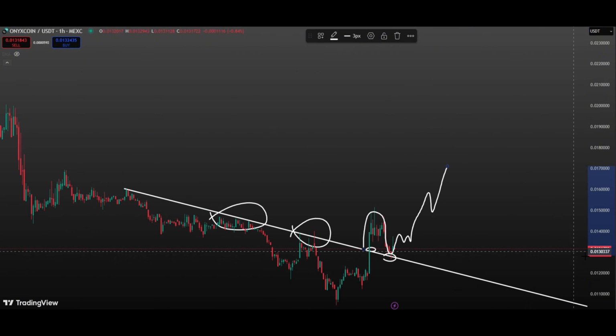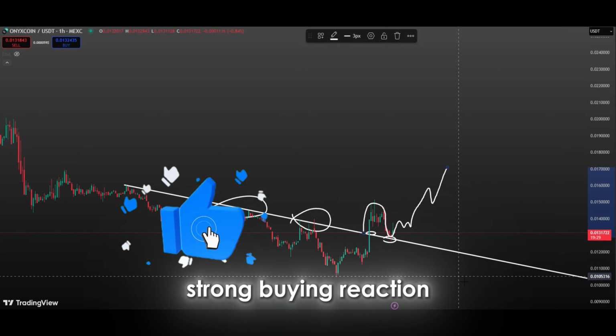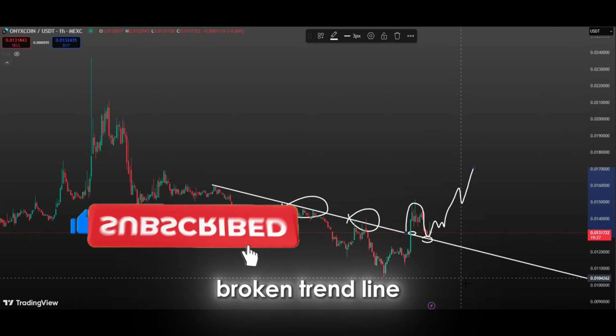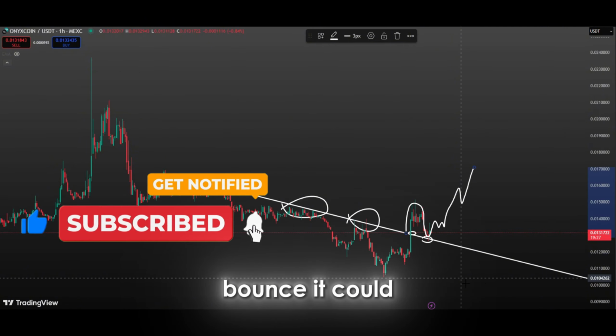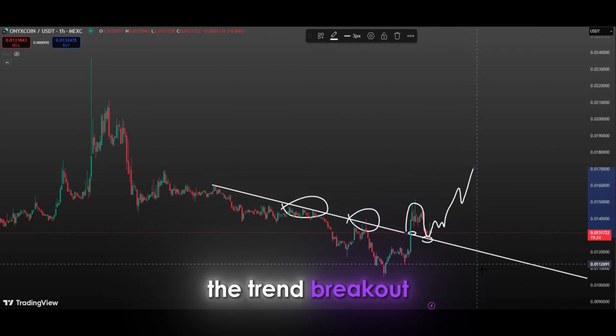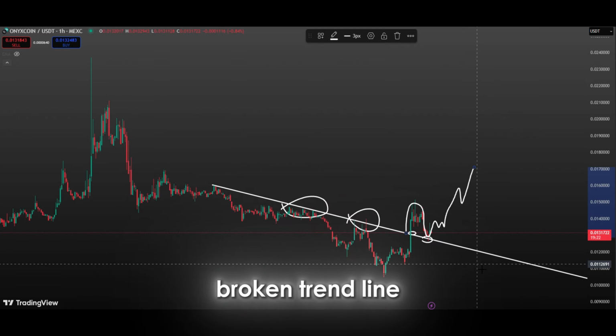The retest is very important because the price needs to come to this level and get a strong buying reaction from here. If the price holds above the broken trend line and makes a bounce, it could be a strong signal that the uptrend will continue. Otherwise, if the price dips below this level again, the trend breakout may be considered a failure and a bearish move may start again. Right now on the chart, we can see that the price is touching exactly this broken trend line and trying to hold on to it.